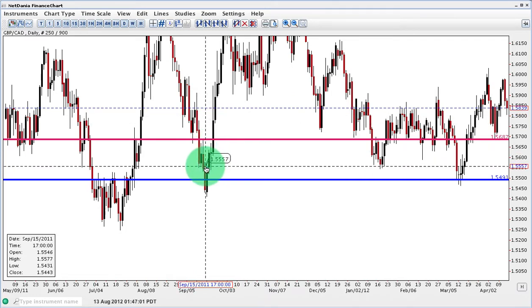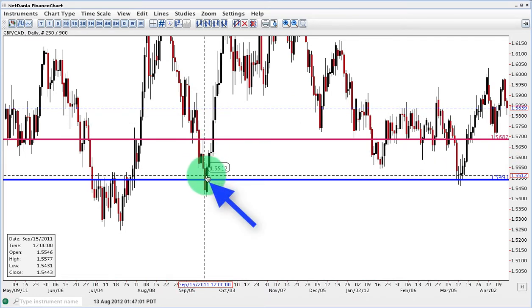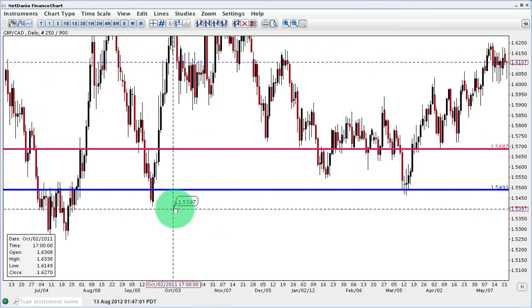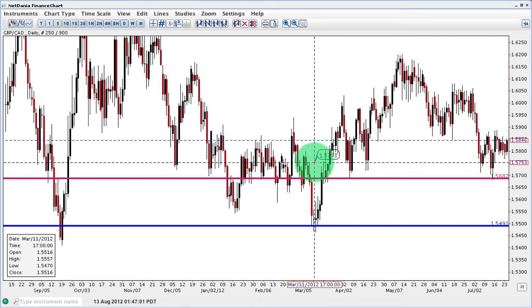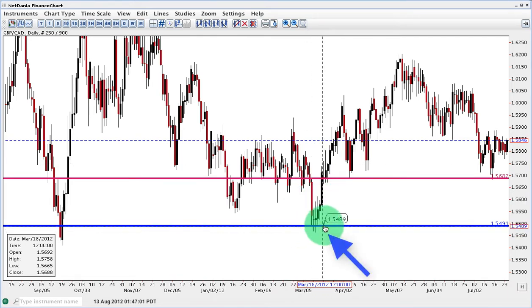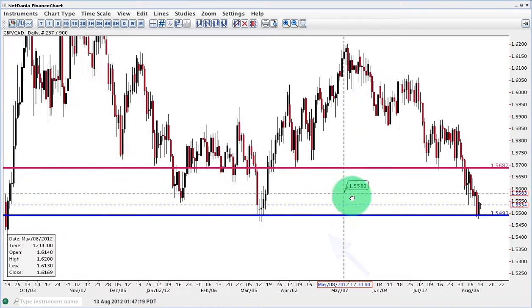The market came back, and a couple of months later, retested it again. We had a double railroad formation here, and the market took off once again. So now fast forward to March of this year, we had a tweezer bottom. So this area around 155 is very significant.